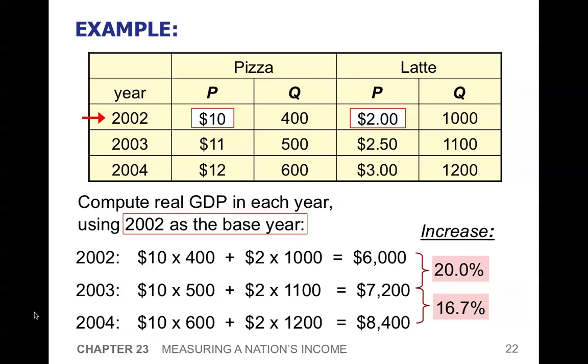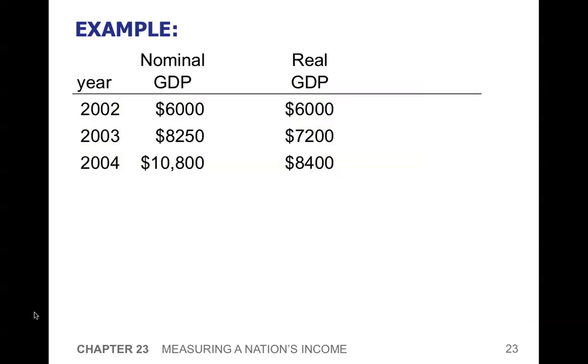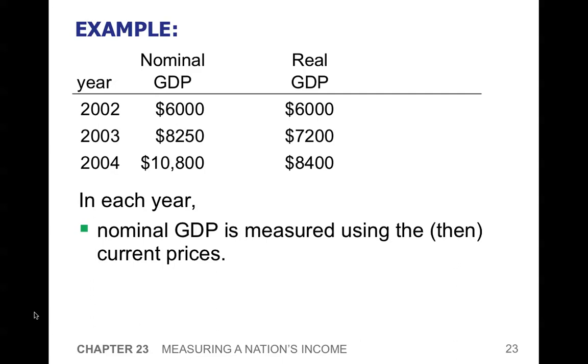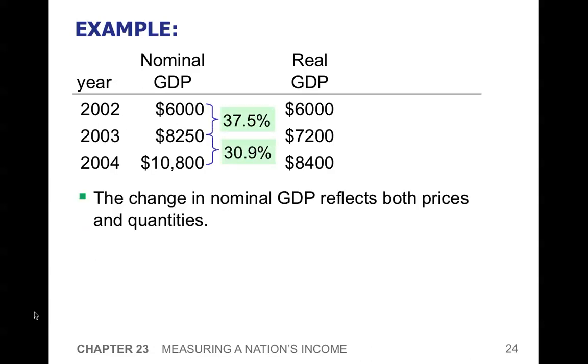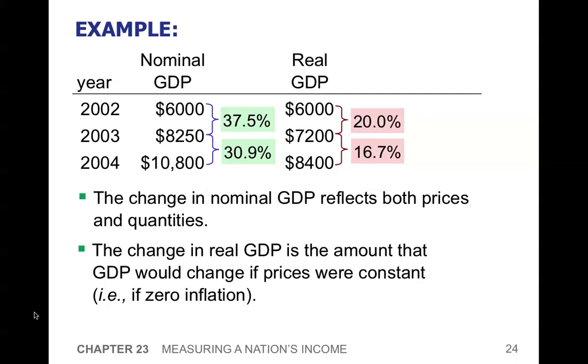I think the next slide is going to illustrate and focus on the changes in each year. Nominal is measured using the current prices. Real is using constant prices. There we go. So the change in nominal reflects both prices and quantities. Change in real is the amount as if prices were constant.